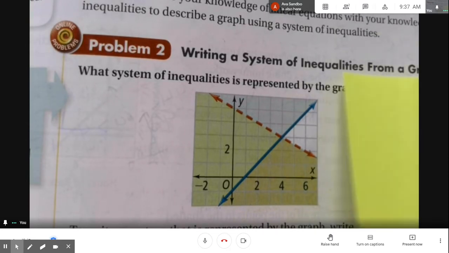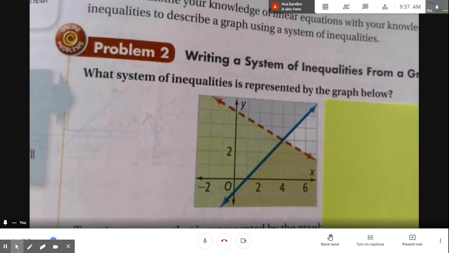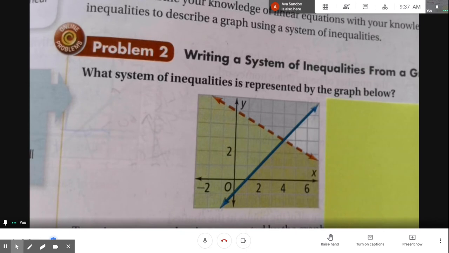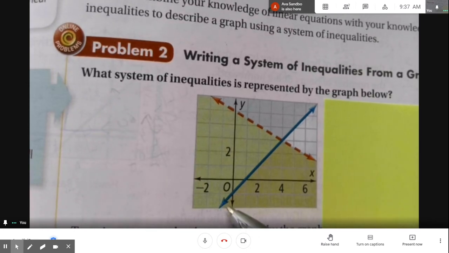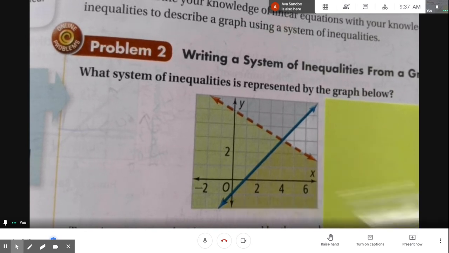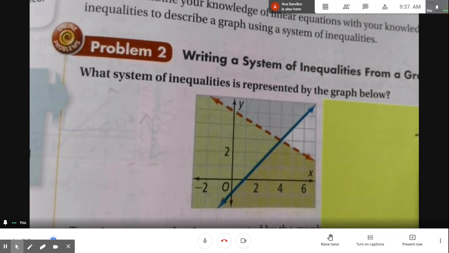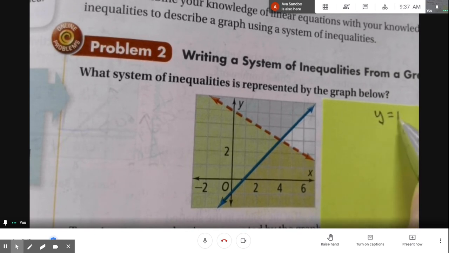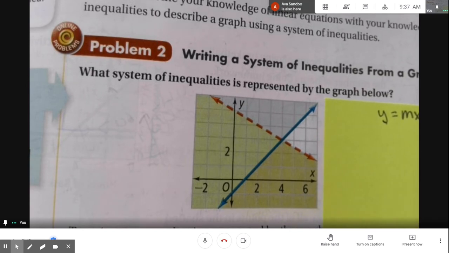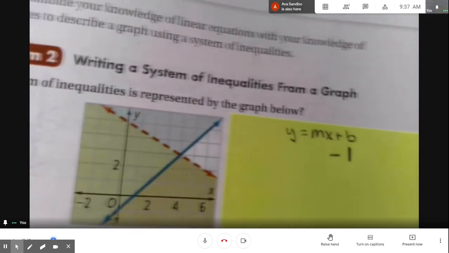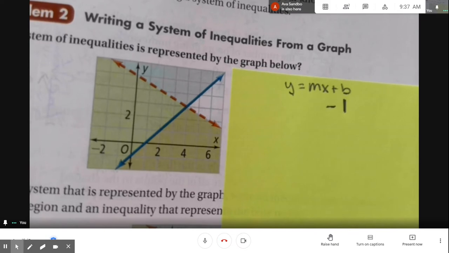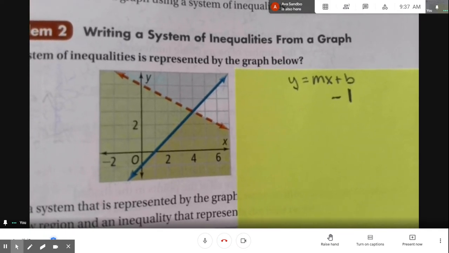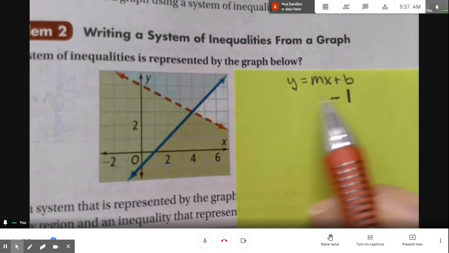If you were to look at this one and you had to write the system of equations for this, you'd look at the blue line, right? And you'd say, all right, it has a y-intercept of -1. I always write an equation or inequality in this format right here. That's always my go-to. You can write a standard form, but it's a whole hot mess. This is always the best way to go.